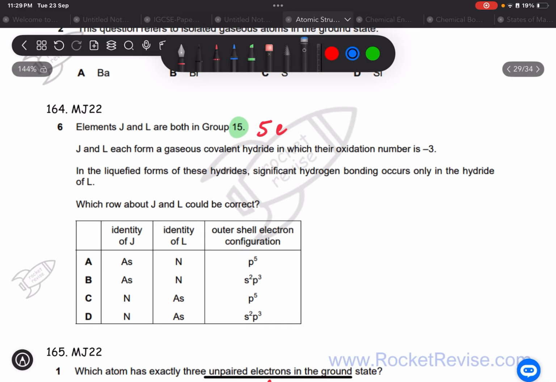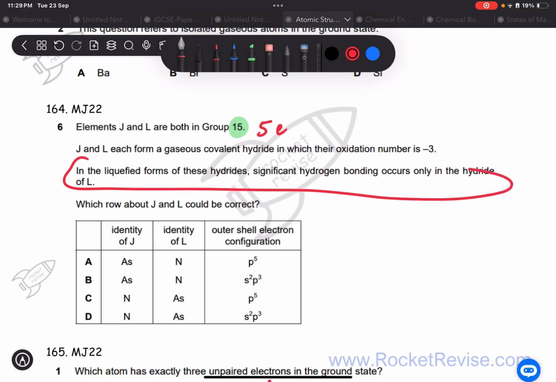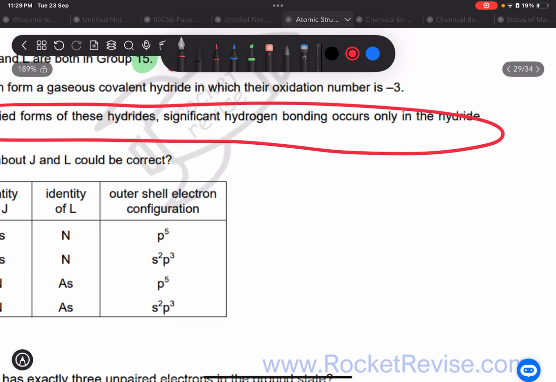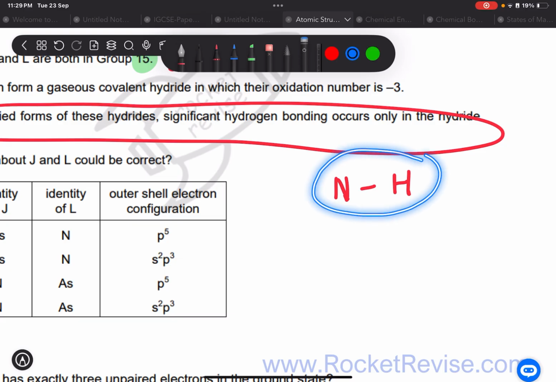Okay. In the liquefied form of these hydrides, significant hydrogen bonding occurs only in the hydride of L. That's a good point which we're given: only in the hydride of L, there's going to be significant hydrogen bonding. Hydrogen bonding occurs if you have an N-H bond. Why does hydrogen bonding occur? Firstly, you should have a great electronegativity difference. That's going to make it polar.